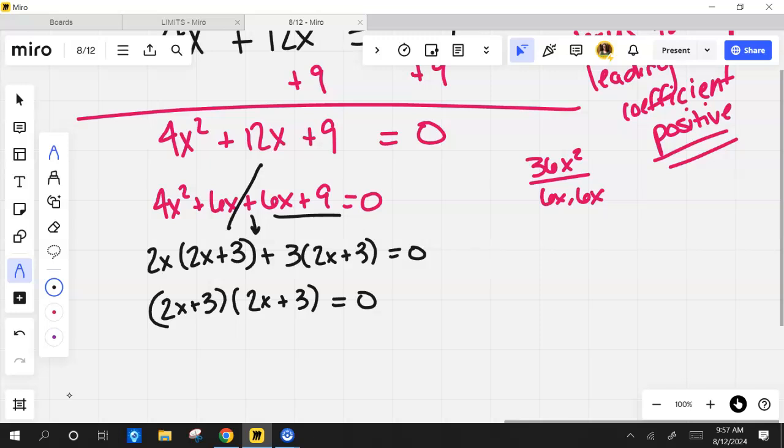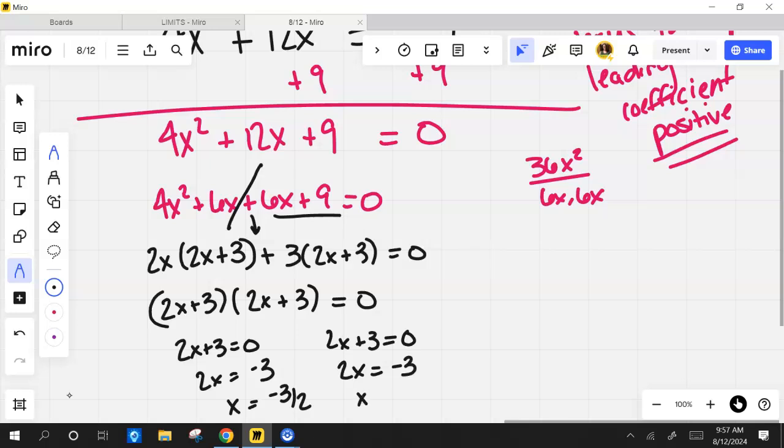I still haven't solved. How am I going to solve? Set each one to 0. That's exactly right. Set each one to 0. I get the same thing, though, if I set those to 0, right? What do I get? How could I have a parabola that is giving me the same answer twice? The vertex falls on the x-axis. That's exactly right.